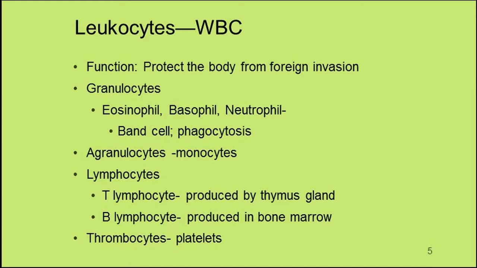Now there are two types of lymphocytes, T lymphocyte and B lymphocyte. And at this point, all you really need to know is that the T lymphocytes come from the thymus gland, and B lymphocytes come from the bone marrow. Again, we're going to get more into lymphocyte specifics when we talk about the immune system. The T lymphocytes eventually will evolve into what's called helper Ts and killer Ts, and that plays a role in immunity. We're not going to discuss that in this lecture.